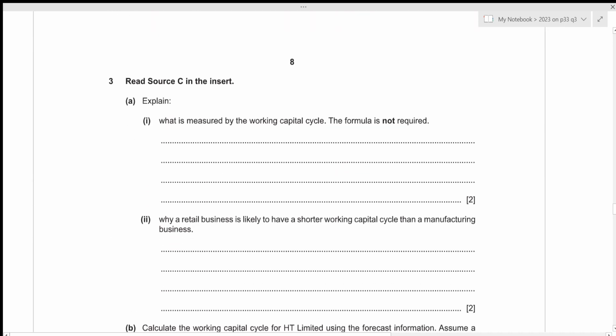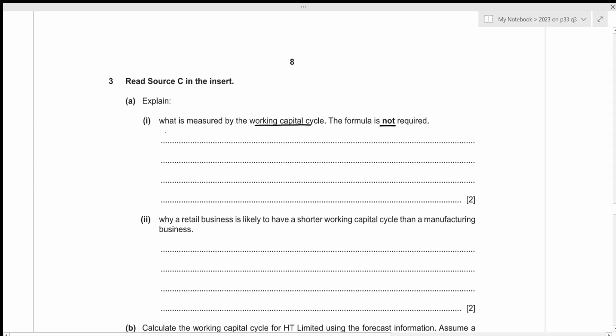We need to explain what is measured by the working capital cycle. The formula is not required. So we just have to define what is meant by the working capital cycle. It is a measure of solvency of the business, and this incorporates how long the business takes to turn the net current assets into cash. And in this case, the net current assets involved will be our inventory, trade receivables, and the trade payables.